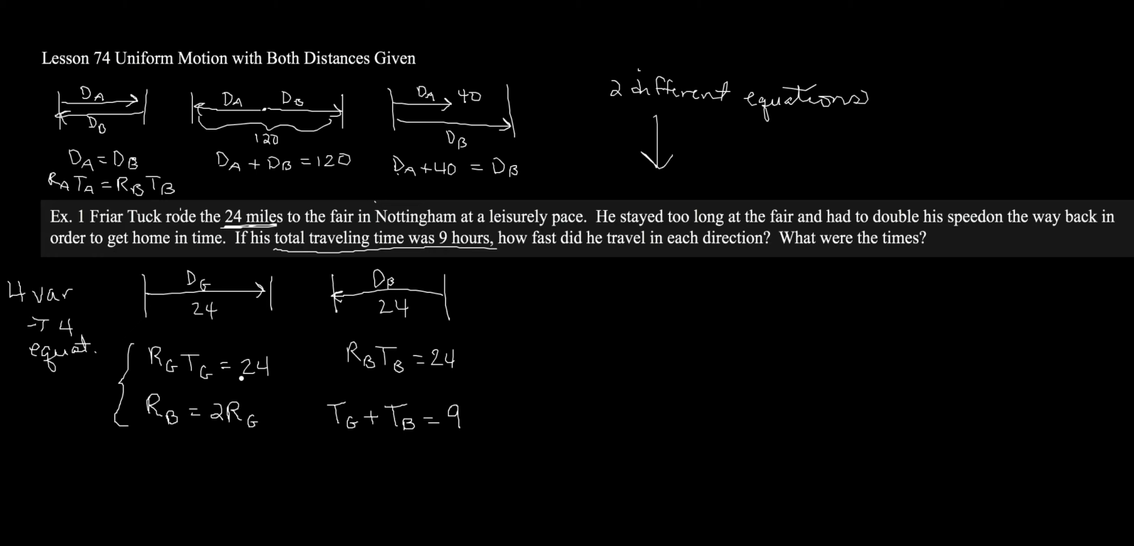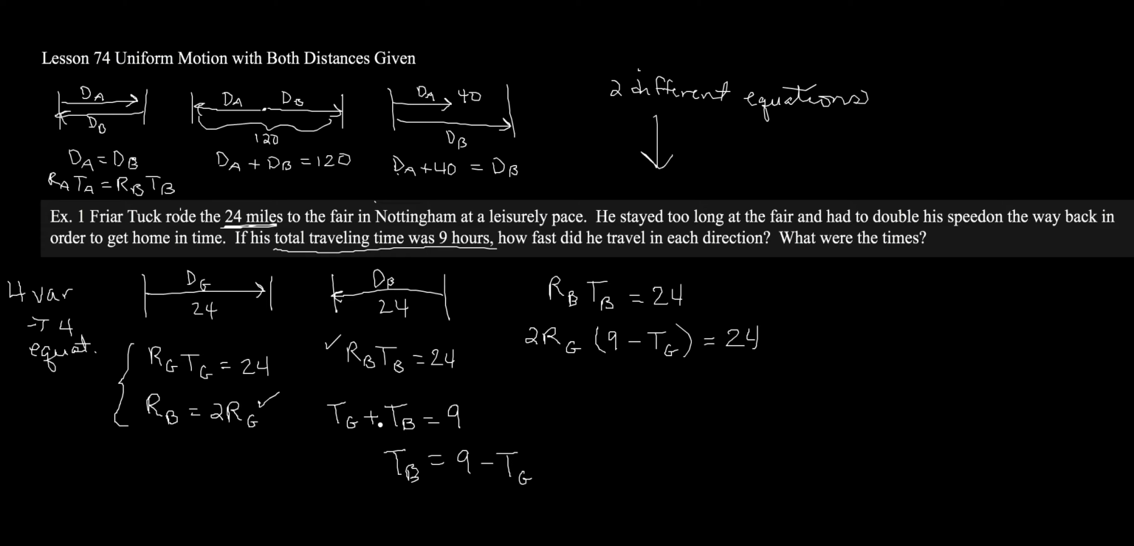So here we go. We're going to start with this equation right here. We're going to take our rate back times our time back equals 24, and just start substituting. Our rate back right here is equal to 2 rate going. And our time back right here is equal to 9 minus time going. So I'm going to put that right here: 9 minus time going equals 24. So we used this equation.